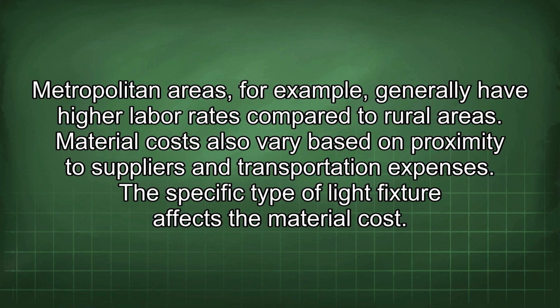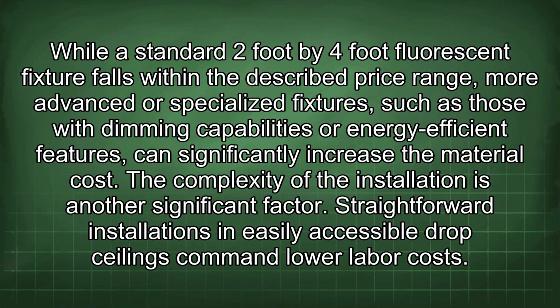The specific type of light fixture affects the material cost. While a standard 2-foot by 4-foot fluorescent fixture falls within the described price range, more advanced or specialized fixtures, such as those with dimming capabilities or energy-efficient features, can significantly increase the material cost.